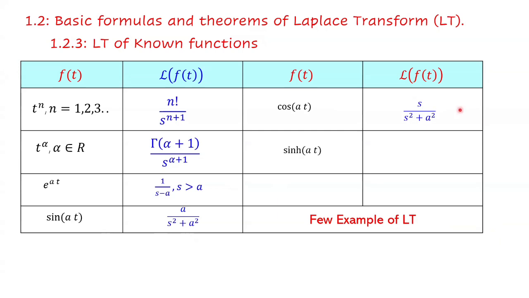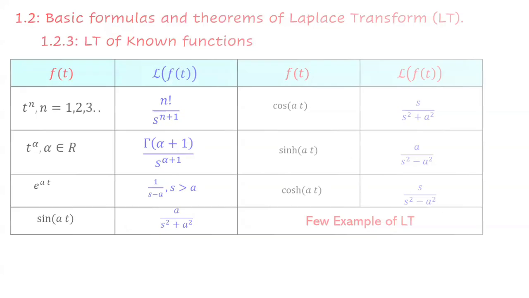In the same way, for sine hyperbolic at, it will be a over s square minus a square. So what is the difference between sine and sine hyperbolic? For sine the denominator has a plus, and for sine hyperbolic the denominator has a minus. And in the same way, for cosine hyperbolic at, it is s over s square minus a square. So now, from this table in general form, we will try to find some examples of the inverse Laplace transform.